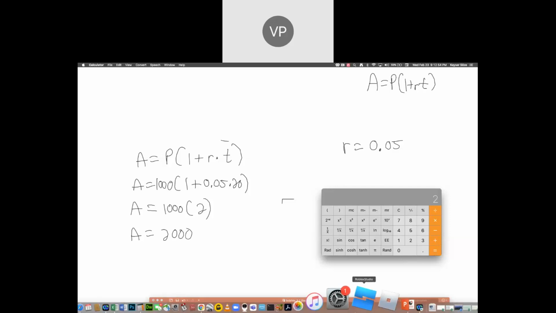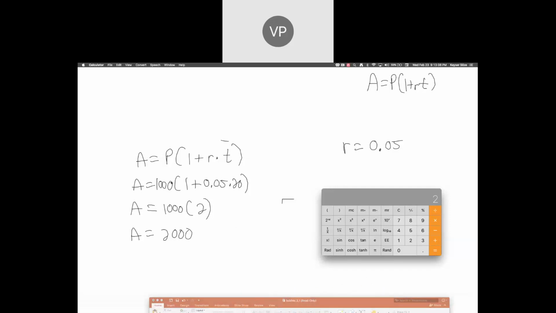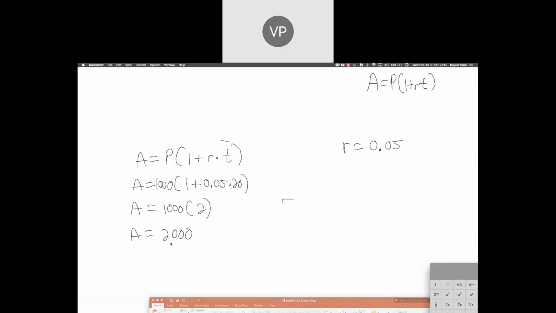Because what's happening is every year you're getting 5%, and that 5% is all based on what you started with. So 5% of 1,000, you get $50. Then the next year you get $50. The next year you get $50, and you do it for 20 years, and that basically comes out to be another $1,000, and that's how we get our 2,000 right here.